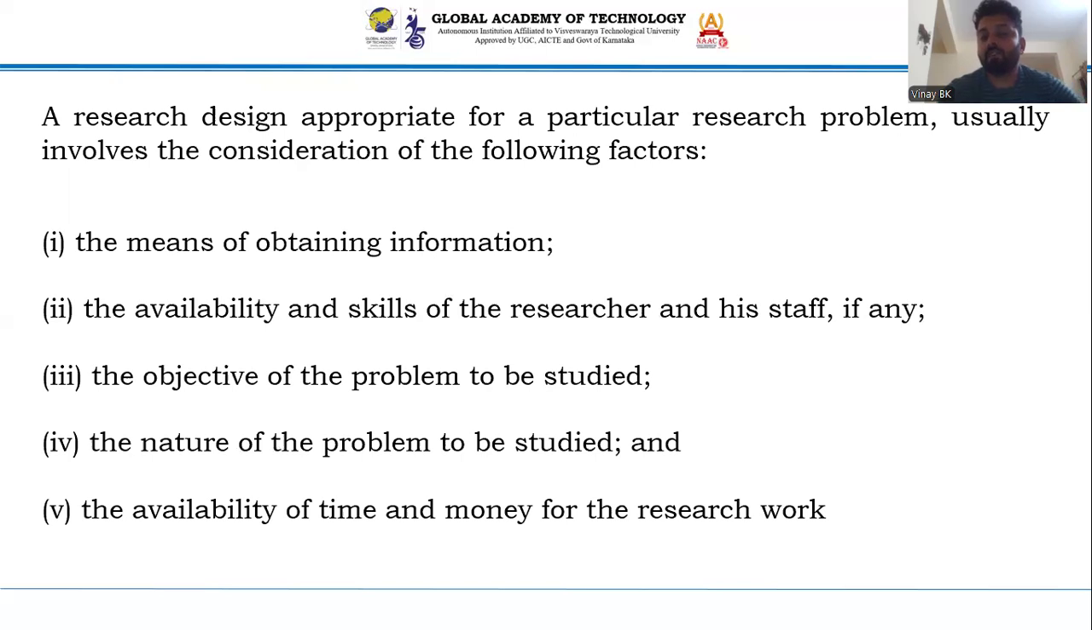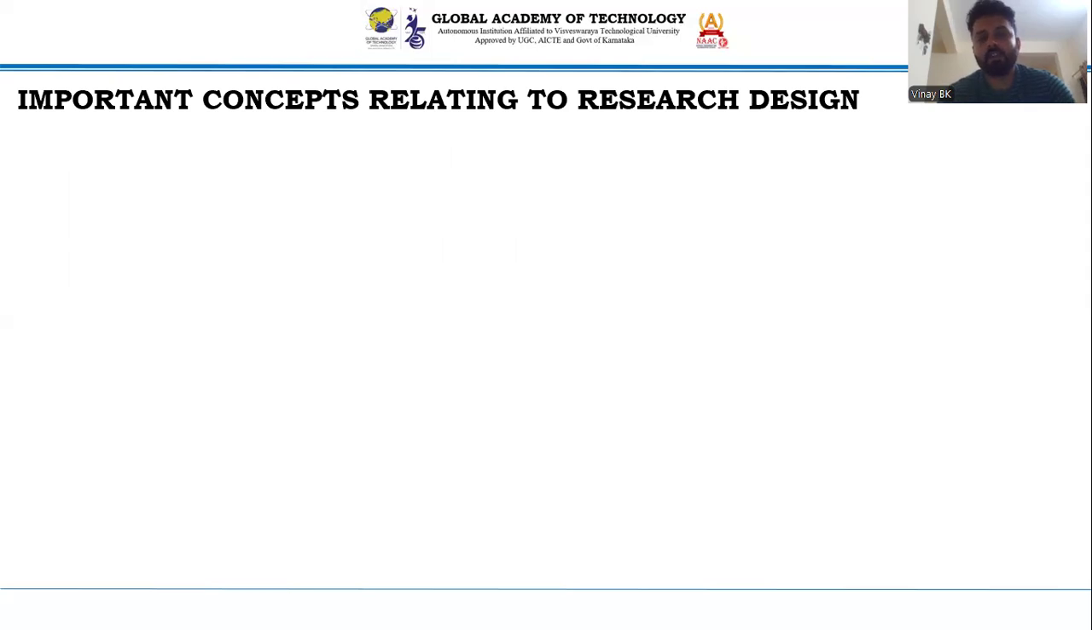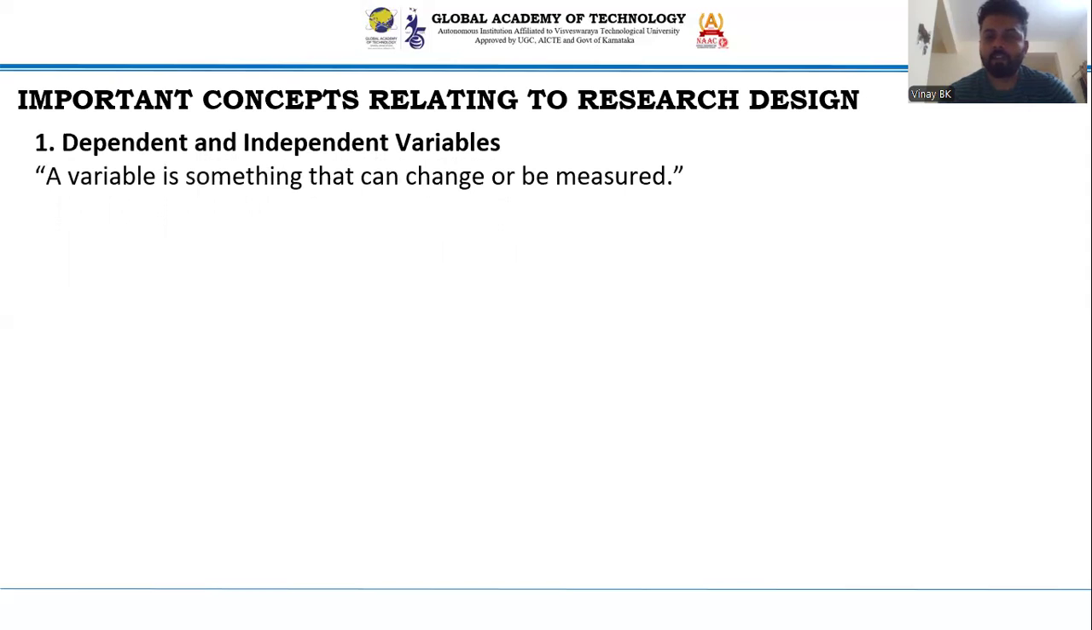appropriate for particular research problems. Usually it involves consideration of the following factors: the means of obtaining information, availability and skills of the researcher and his staff, the objective of the problem to be studied, the nature of the problem to be studied, and the availability of time and money for the research work should be known. And the important concepts relating to the research design: dependent and independent variables.